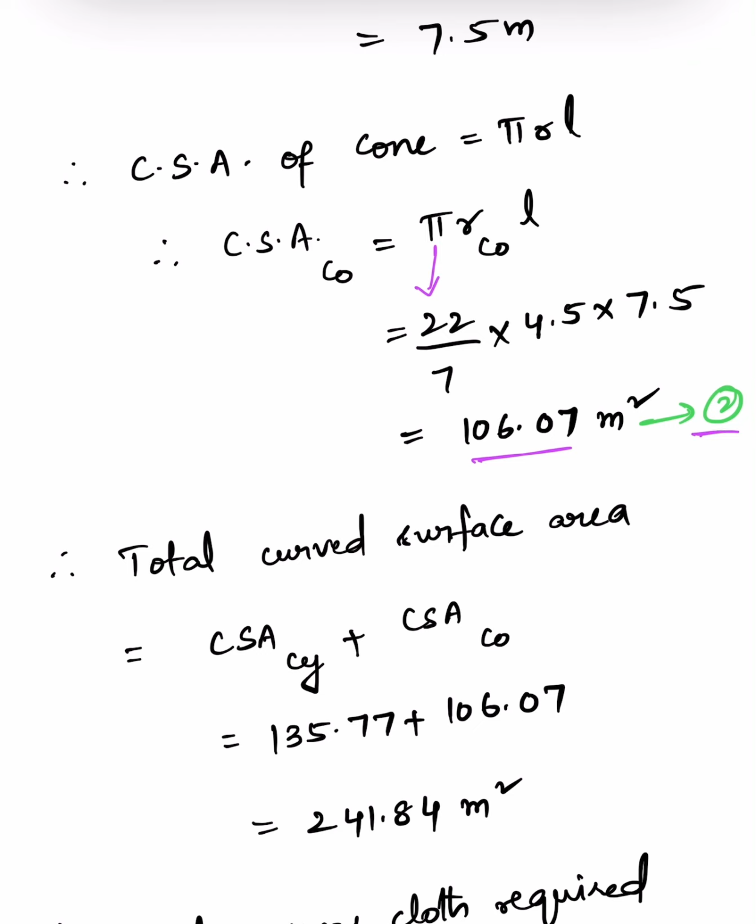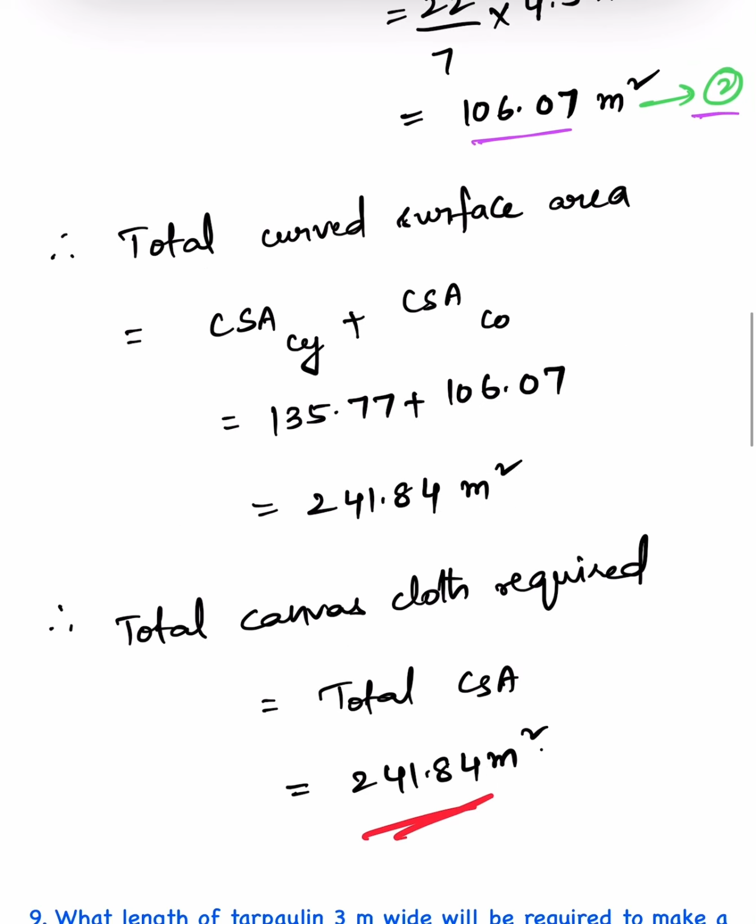Now in order to find the total curved surface area, we have to add CSA of cylinder plus CSA of cone. So let us add 1 and 2. 135.77 plus 106.07, which is equal to 241.84 meter square. So the total canvas cloth required for this is total CSA, which is 241.84 meter square.